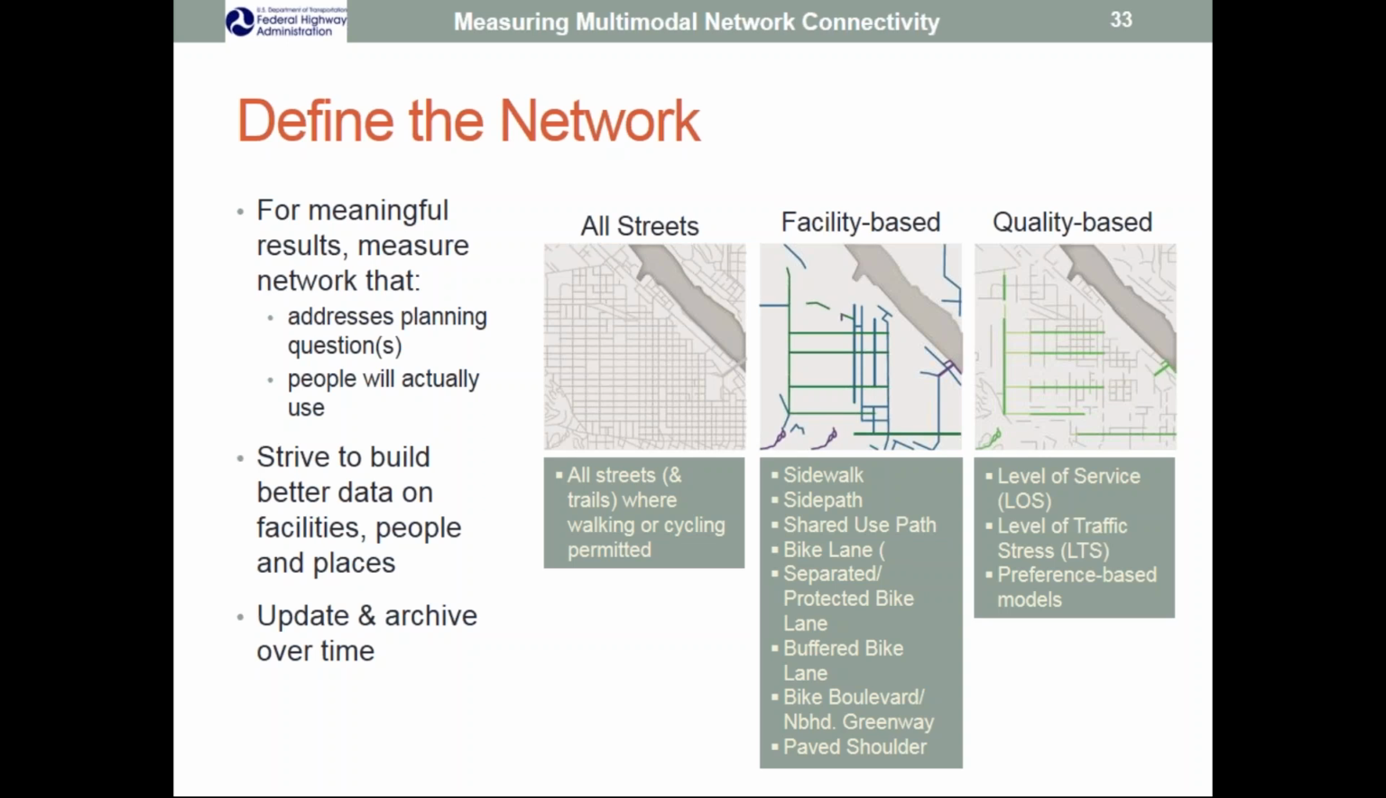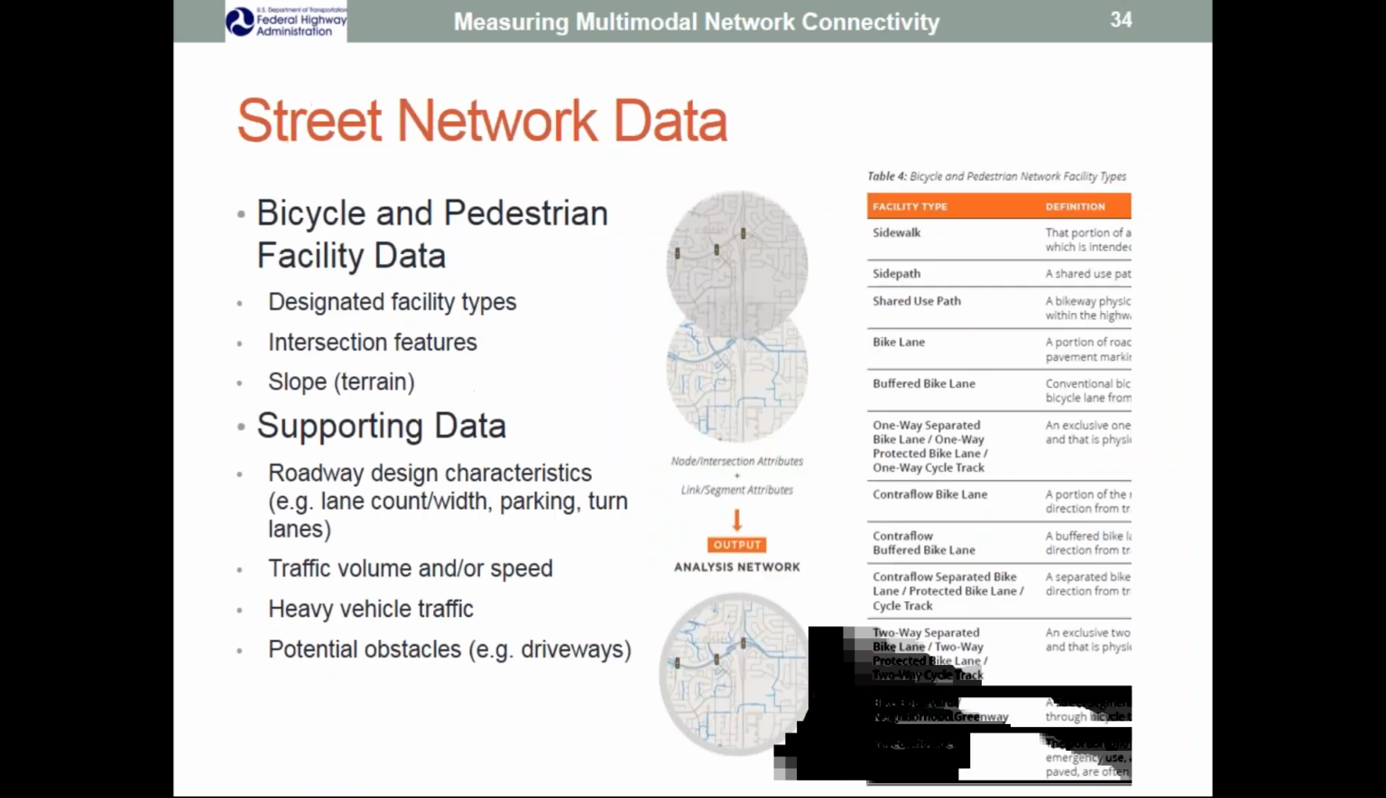And then finally, as the Baltimore case study really illustrated well, that can leave you short too, because it doesn't get at those issues of quality of the network. And that's the highest next step up in complexity. Methods such as level of service and level of traffic stress will help get you there.